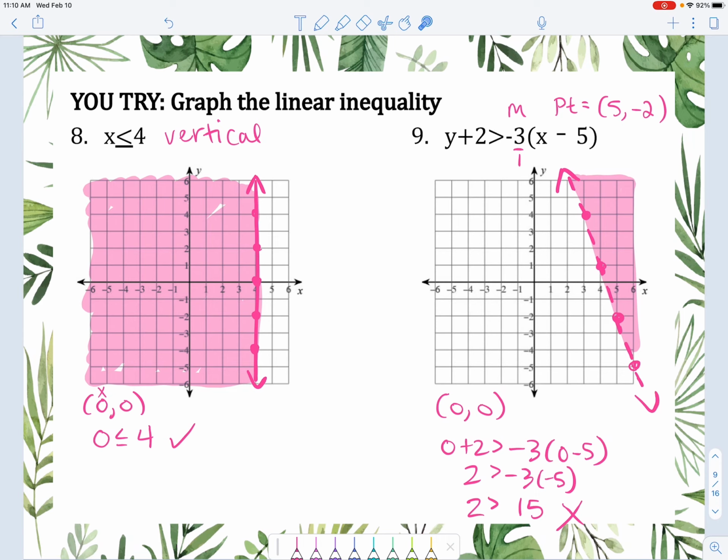And then the last one was in point slope form. You should have determined that there's an ordered pair at 5, -2, and a slope of -3 over 1. Plot the points. Use a dashed line to connect because there's no bar. And then when I used my ordered pair 0, 0 here, it came out as a false statement. That means that we don't want to shade this region at all. We want to shade the other region. This is actually the region that contains ordered pairs that are solutions.